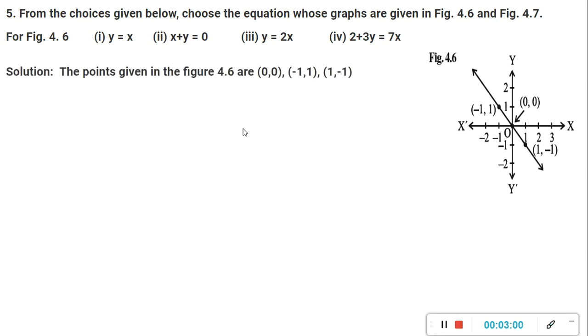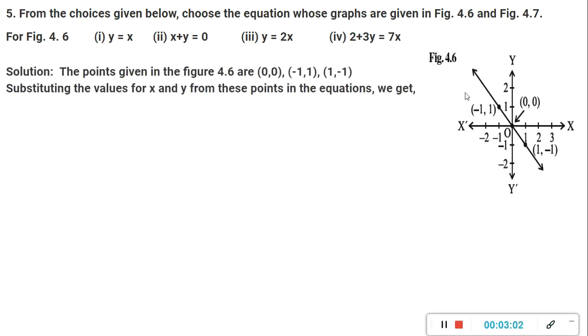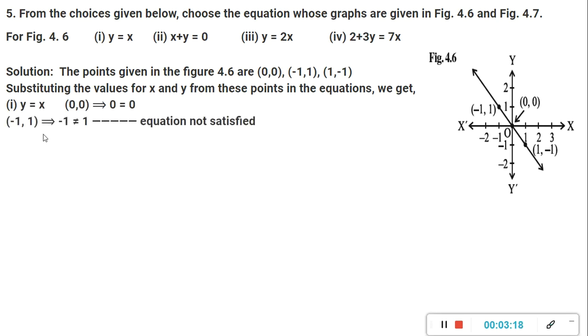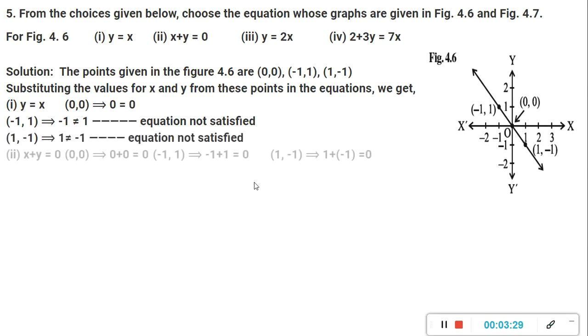Let's see. The points given in the graph are (0, 0), (minus 1, 1) and (1, minus 1). So we can substitute the values into the equations. First one, y is equal to x. If we take 0 and 0, the answer will be 0 itself. Same way minus 1 and 1: here both sides are not equal, right? Minus 1 is not equal to 1. So the equation is not satisfied. Same way 1 and minus 1, that is also not satisfied.